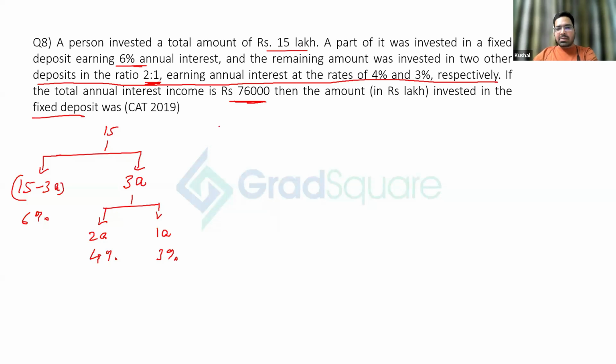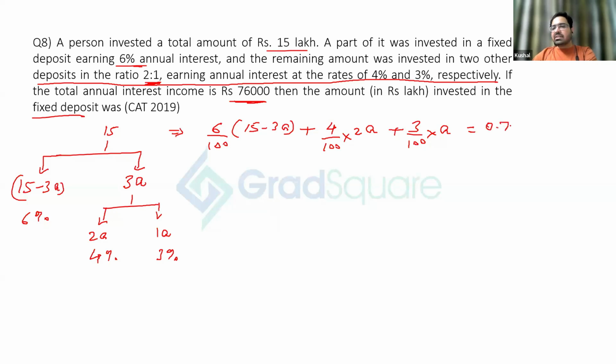Now, there's nothing much to do in this particular question. You're going to charge 6% of (15 minus 3A), correct? And then 4% on 2A because you are looking at only the annual interest. And then the next is 3% of A. This should be equal to the interest of 76,000. The only mistake that I expect my students to make on this paper is to write this equation and, instead of putting 0.76 over here, you put 76,000. That's the bad mistake to make, to my mind.